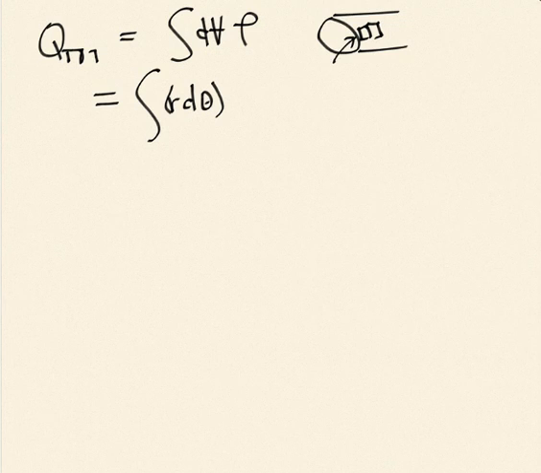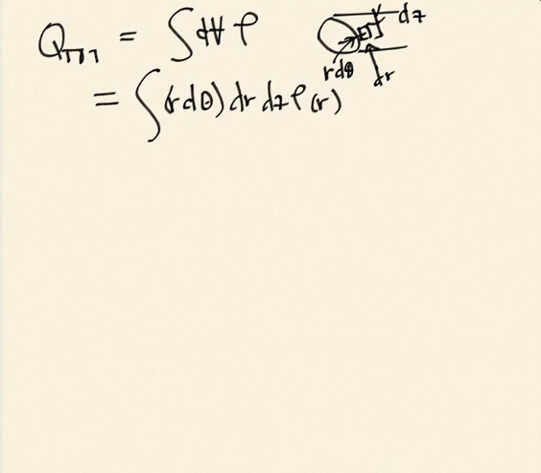This side, the bottom side here, has length r d theta, where r is some vector pointing from the center to my little chunk of charge. And then this side of the cube is dr, and this side of the cube is dz. So I have r d theta, dr, dz times my rho, which is only a function of r. Now because rho is only a function of r, I can integrate the theta and z immediately.